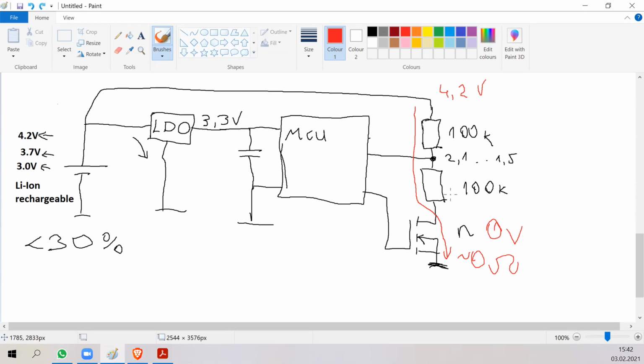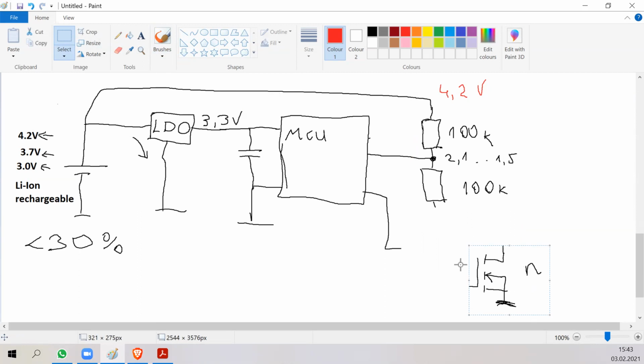But if we switch the transistor off, it acts as an open circuit. So basically, we just cut off this part because the transistor is off. It means that it's an open circuit. And what happens is, here is 4.2 volts. And if the current is 0, then the opposite end of the resistor also becomes 4.2 volts. Do you agree with that?